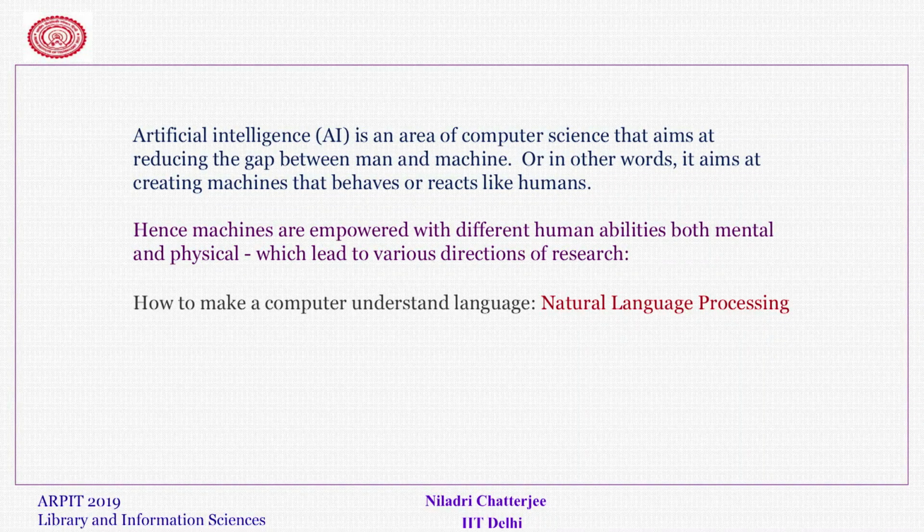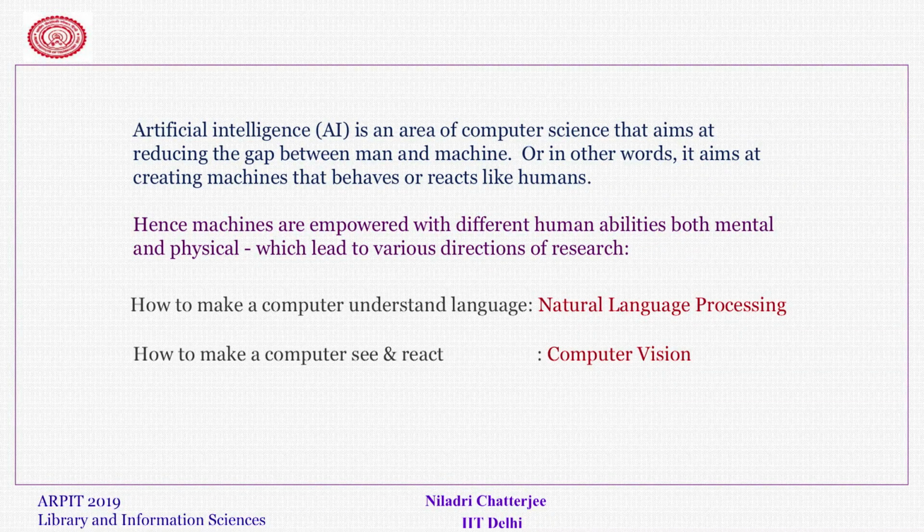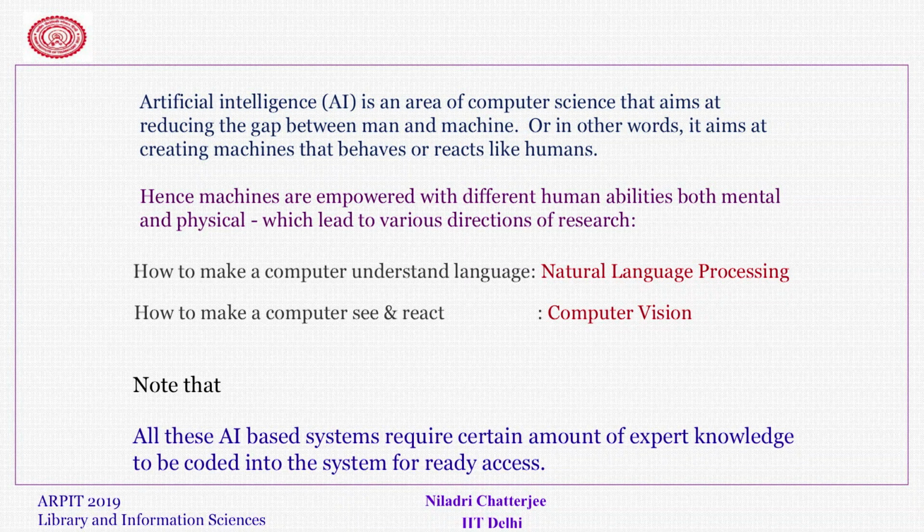For example, how to make a computer understand human language. Research in this direction is called natural language processing. In a similar way, how to make a computer see and react leads to computer vision. But if we analyze these systems, we see that all AI based systems require a certain amount of expert knowledge to be coded into the system for ready use.